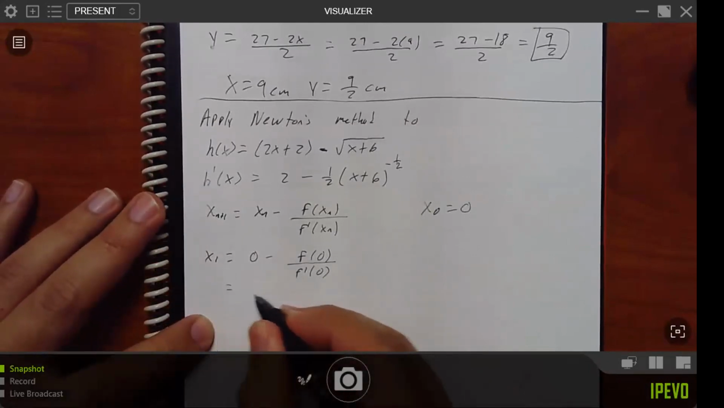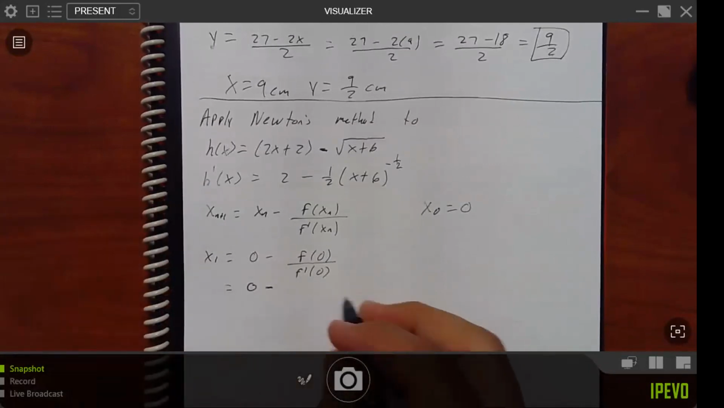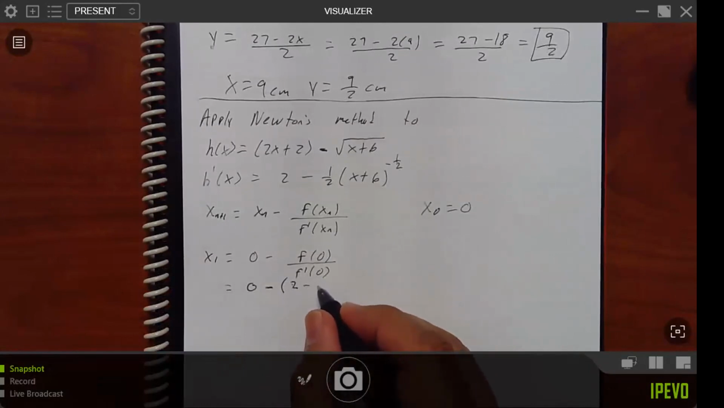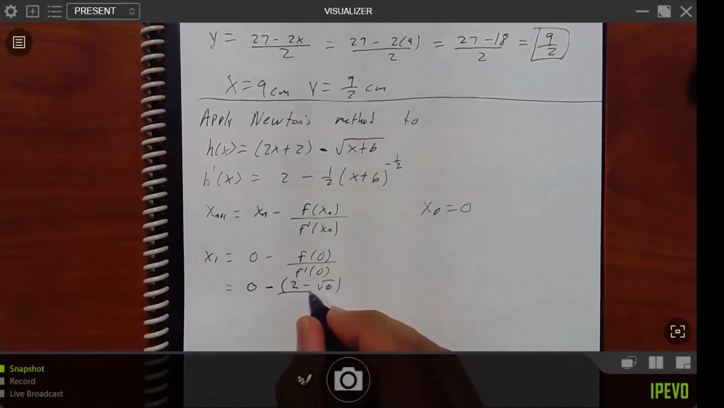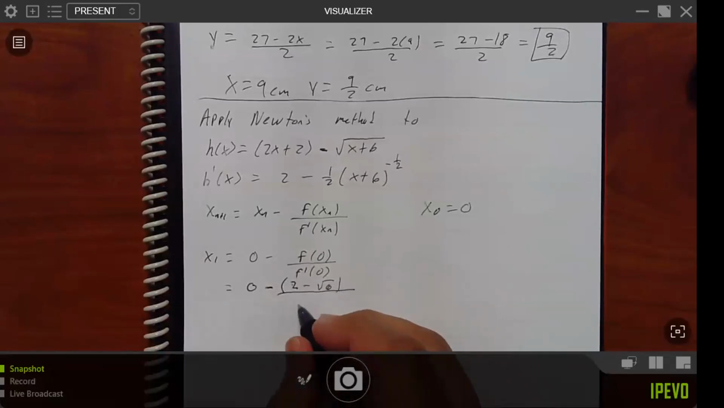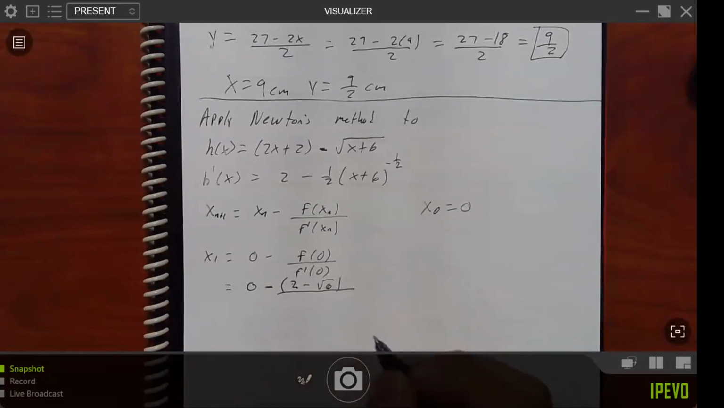So this will be 0 minus 2 minus root 6 over, you probably use a calculator here.